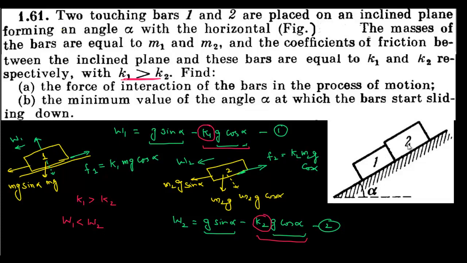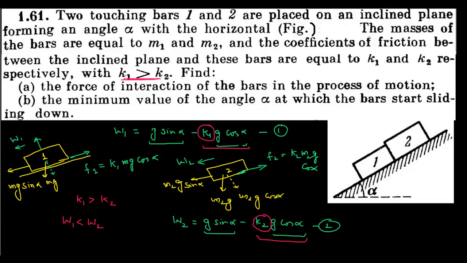This means block 2 will hit block 1 and both the blocks will come down the inclined plane with some common acceleration. Now it is clear that both these blocks are coming down with a common acceleration, so we can think of the force of interaction between these bars or blocks.